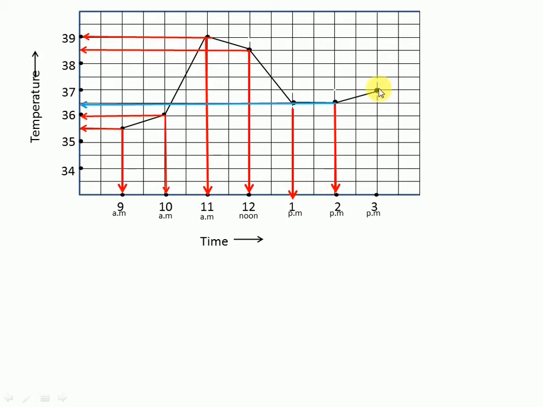Here is the next point. It shows the time 3 PM and the temperature is 37. This is how we can read the whole graph. After that, thousands of questions on this graph you can solve easily. First, you must read the graph, what the graph says, and then go to questions.